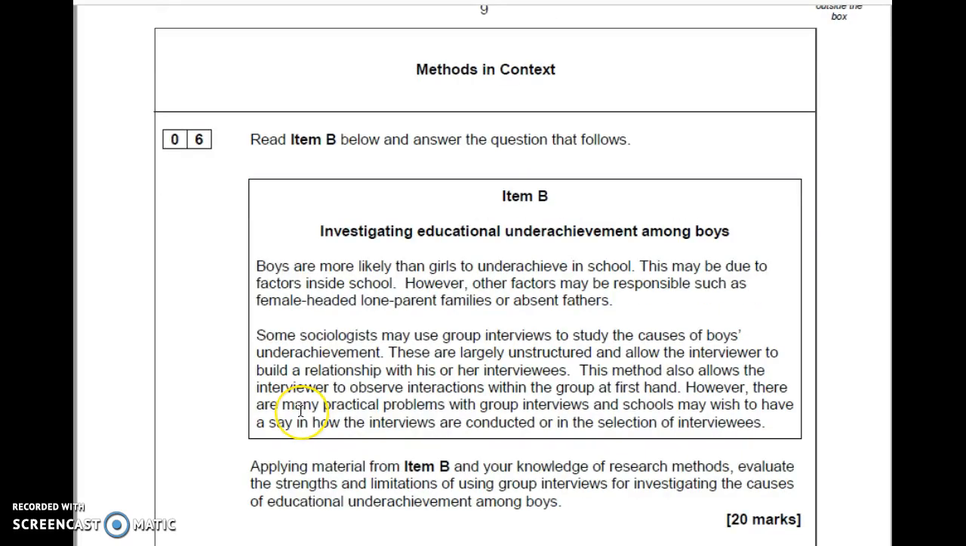And then the last question that you'll be asked on this paper is the methods in context question. And this is where you are expected to apply your knowledge of research methods to a given context in education. Okay, so as you can see, you get an item for this one also. It's worth 20 marks. So I'd expect to see you using 30 minutes to answer this question. It asks you to apply material from the item, so do the same again, according to the item, X, Y, and Z, and your knowledge of research methods.